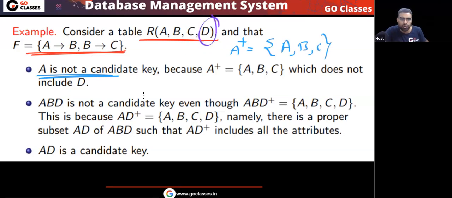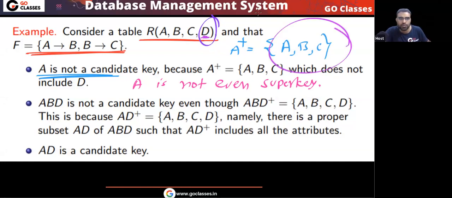So this A is not even a super key. Forget about candidate key. It is not even a super key. What about ABD? See, A is not a super key, so it is not a candidate key also. You cannot bring this D. Don't forget this attribute. A cannot determine all the attributes.